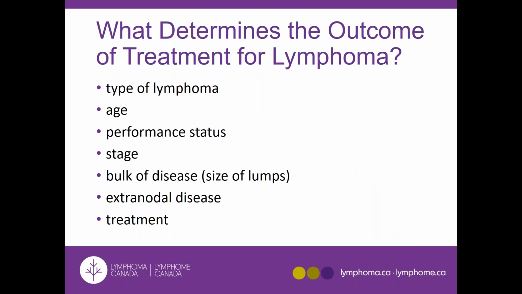What else determines the outcome of treatment for lymphomas? So the type, as I mentioned, is really important. And of course, there are other factors, and I'll briefly talk about it simply to highlight that some of these factors matter more in some subtypes than others. So things like age, performance status, what stage it is, how big the size of the lumps are, so the bulkiness. If there's what we call extranodal disease, so it's disease outside the lymph nodes, so in the liver or the lungs, for example, and the treatments we give do matter, of course.